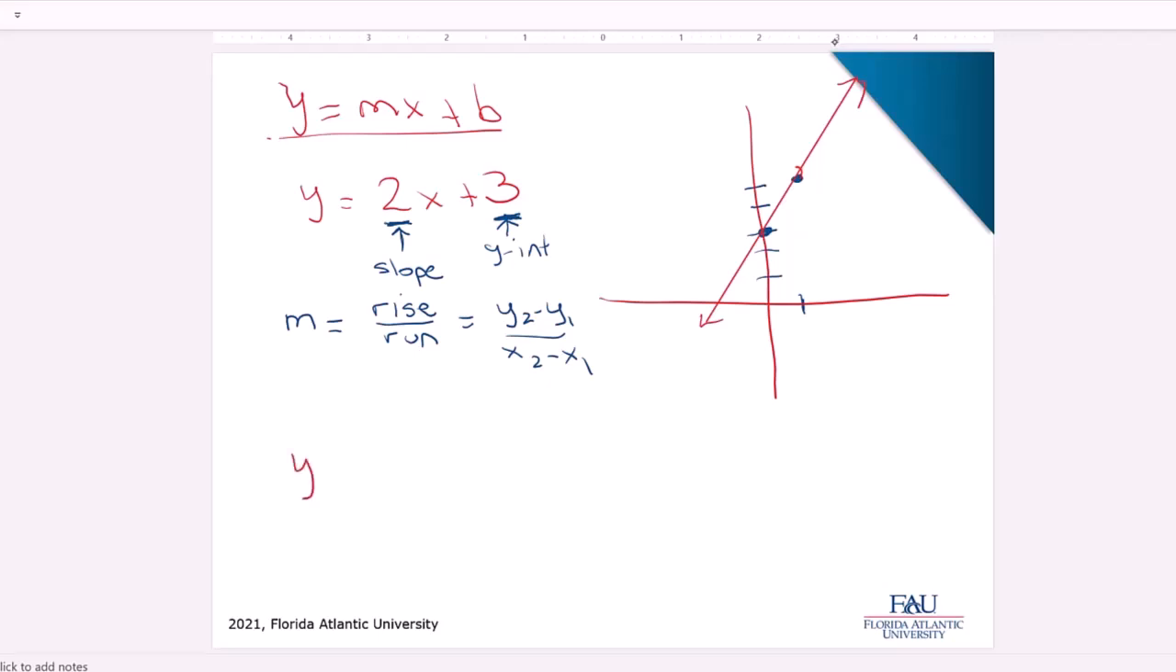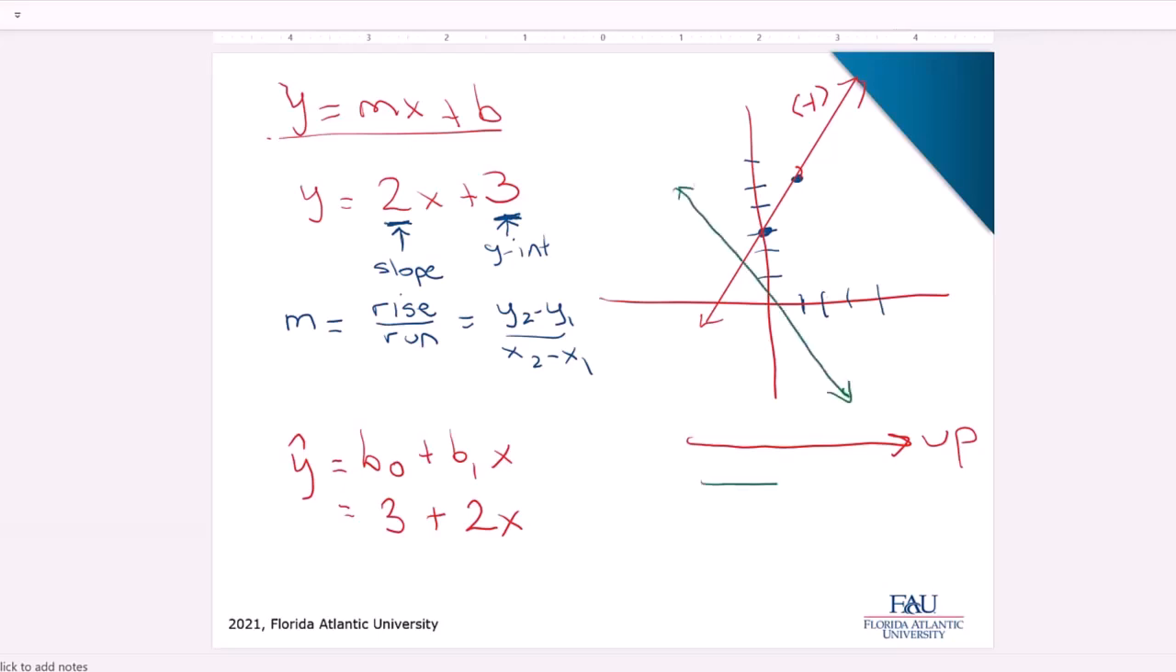If I have y hat is equal to b0 plus b1x, that's the same as saying I would have 3 plus 2x. This has a positive slope because if I read from left to right, it's going up. As x increases, y also increases. If I have a negative slope, notice how as x increases, y gets smaller. This has a negative slope. This has a positive slope.